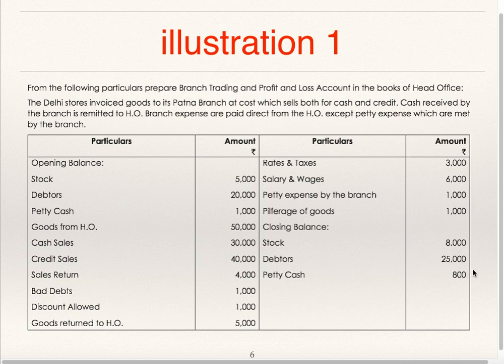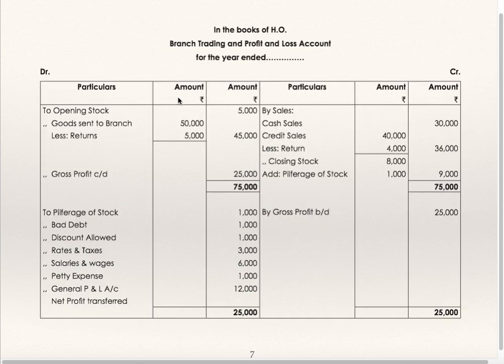Debtors and petty cash are not to be recorded in the trading profit and loss account. Closing and opening balances of debtors and petty cash are required for finding out missing figures. In the books of head office, branch trading and profit and loss account for the year ended: to opening stock, to goods sent to branch minus return, that is goods returned by branch to head office, net figure; cash sales, credit sales minus return.